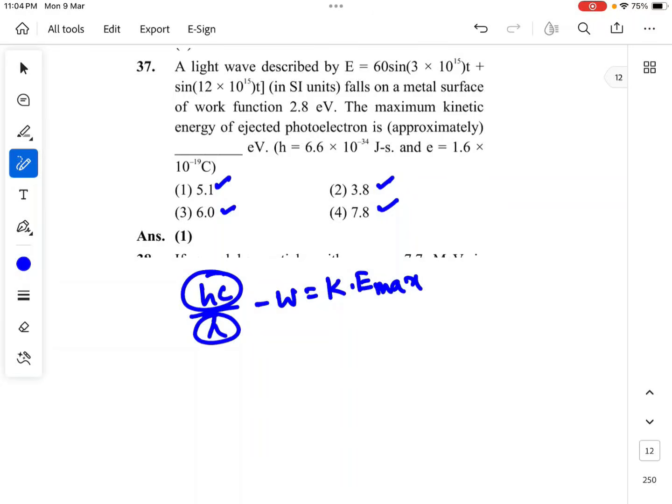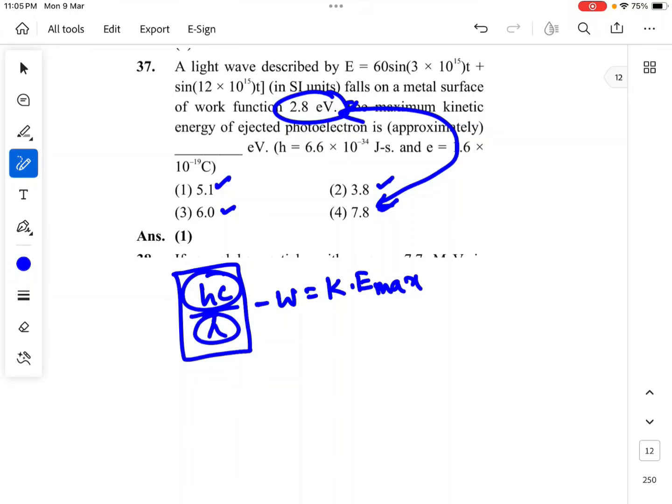Now, how do I do that? Just observe what I am trying to do. Look at the work function, 2.8 electron volts, and then look at the answers. Even if you add 2.8 to 7.8, hardly are you going to get 10 or, let us say, 11. Maximum of 11. So hc by lambda is going to be less than 11, anything which is less than 11. Put that in mind: 11 electron volts.